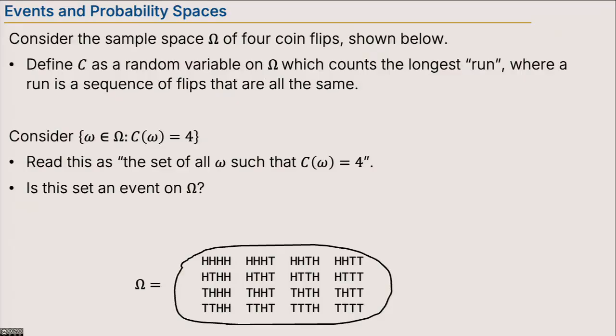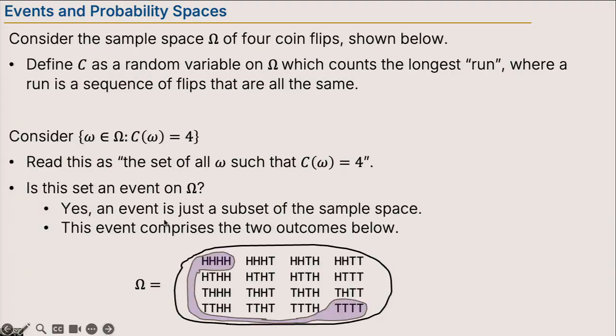Just a subset. So any set that contains 0 or more of these items in the sample space will be an event. Okay, so this is an event, right? An event is just a subset of the sample space. And so when I read this out, what is the set of omega such that C of omega is 4? That gives me exactly these 2 sample points. And those 2 sample points, of course, comprise some event. Here it is. Okay, so this event has 2 items in it, 2 sample points.